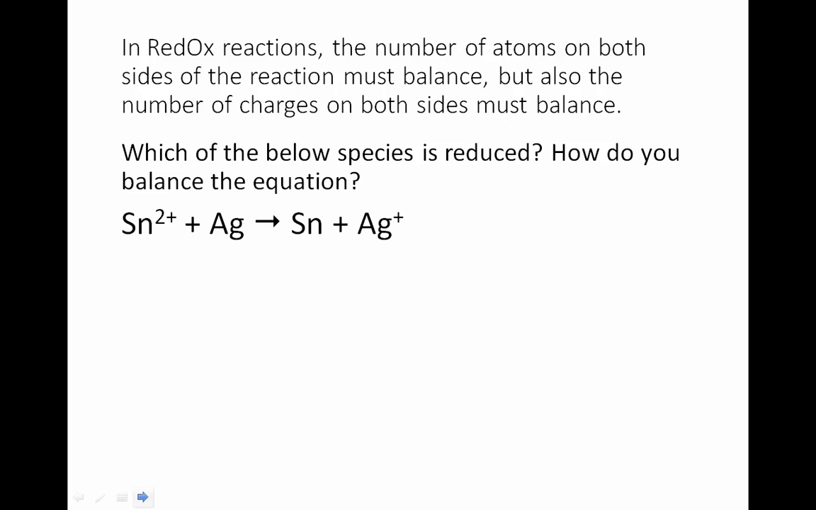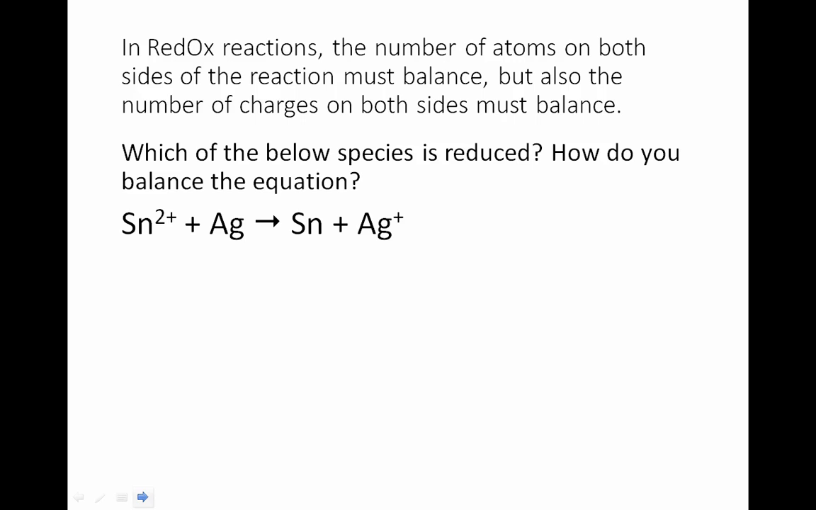If you're asked the question, which of the below species is reduced, what would we say? Alternatively, how would we balance this equation? Looking at the first question, it may be easy just to look at it, but that question gets harder with time, and we'll think about that a little bit. The second question, how do you balance the equation? That's where it really matters.